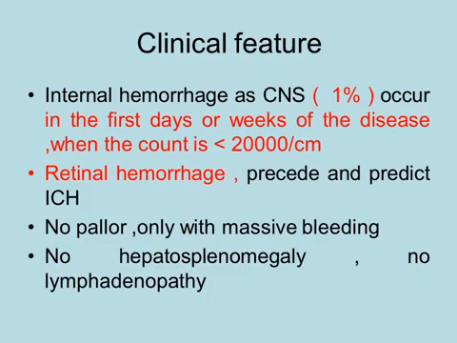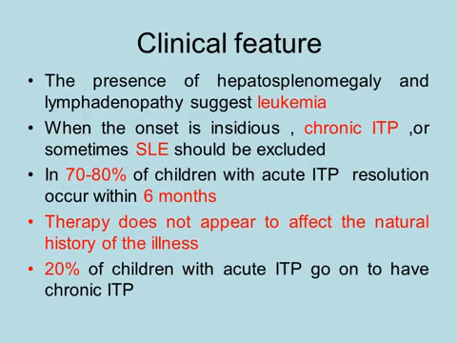In 1%, intracranial hemorrhage may occur, usually in the first days or weeks of the disease when the count is less than 20,000 per cubic millimeter. Usually, retinal hemorrhage precedes and predicts the occurrence of intracranial hemorrhage. There is no pallor unless there is massive bleeding. There is no hepatosplenomegaly and no lymphadenopathy. The presence of organomegaly and lymphadenopathy usually suggests leukemia. When the onset is insidious, chronic ITP and SLE should be excluded.